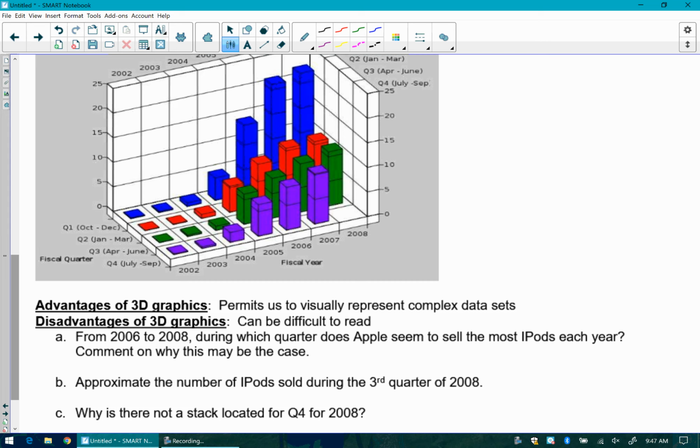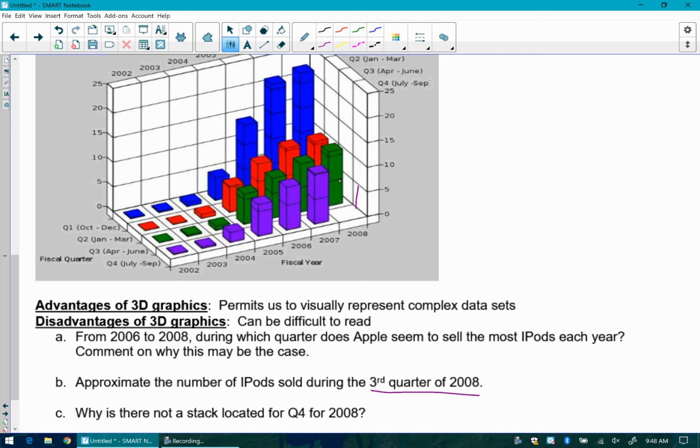Case in point, if I move down here to letter B, this is usually one that is commonly missed when I teach this in my seated class. They want us to approximate the number of iPods sold during the third quarter of 2008. So if you look at 2008 and your third quarter is this green wedge here, visually, it looks like that wedge is underneath 10. And so a most common wrong answer folks will give me is, oh, well, 9 million. However, if you'll notice, this graph is broken up into blocks.